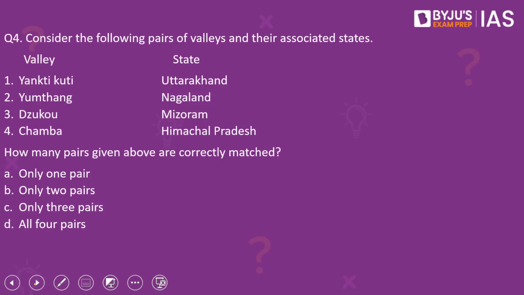Moving on to the fourth question of the day, which reads, consider the following pairs of valleys and their associated states. There are four such pairs given here: Yangtikuti, Uttarakhand; Yumthang, Nagaland; Dzuko, Mizoram; and Chamba, Himachal Pradesh. How many pairs given above are correctly matched? Please have a look at the options.